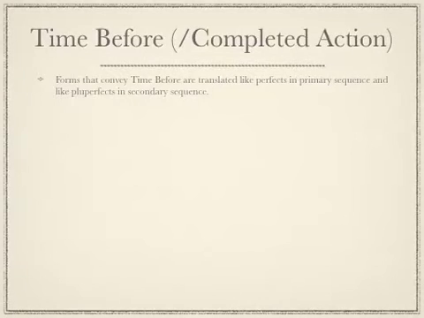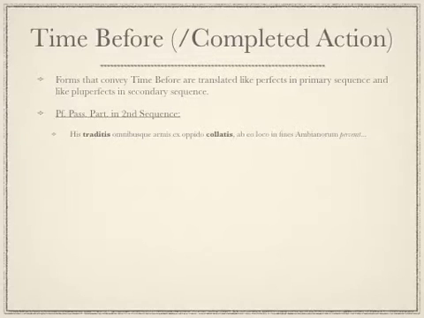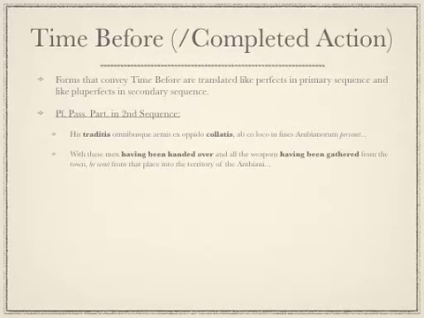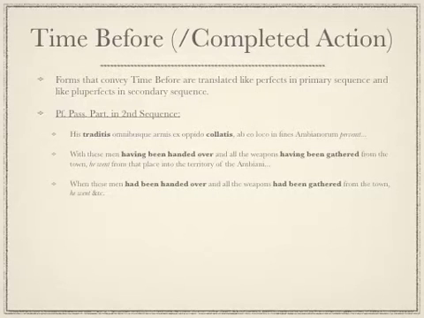Time before sounds like perfects in primary sequence and like pluperfects in secondary sequence. So here we have perfect passive participles in an ablative absolute. These men having been handed over and all the weapons having been gathered from the town. Right? Your main verb is pervenit, and traditis and collatis are prior action, time before pervenit. Or when these men had been handed over and all the weapons had been gathered.